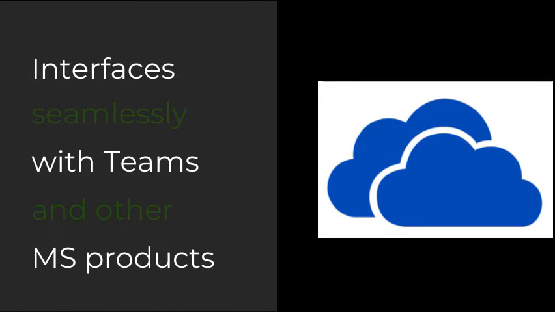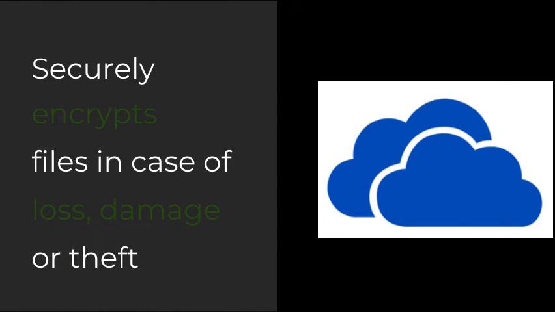C, OneDrive interfaces seamlessly with Teams and other Microsoft Office products. D, you can collaborate seamlessly with family, friends, and colleagues. And E, OneDrive's encryption protocols mean that if you lose or break a device, your files on the cloud are protected.